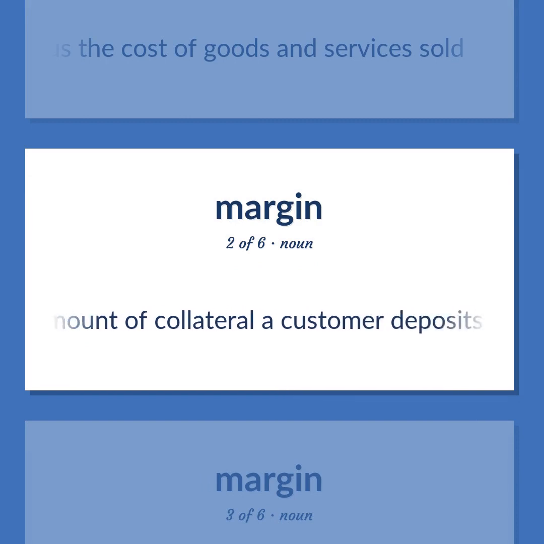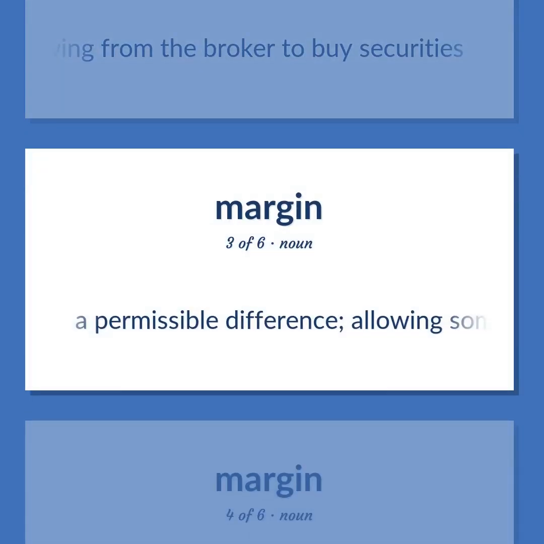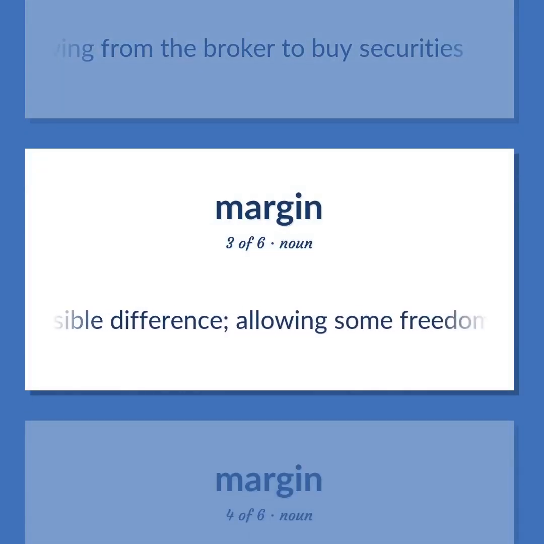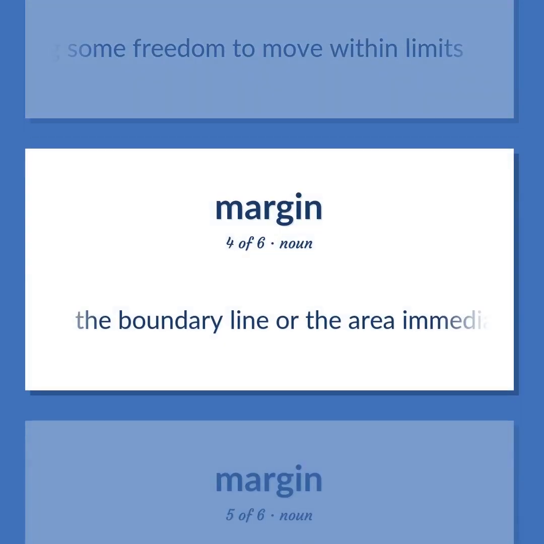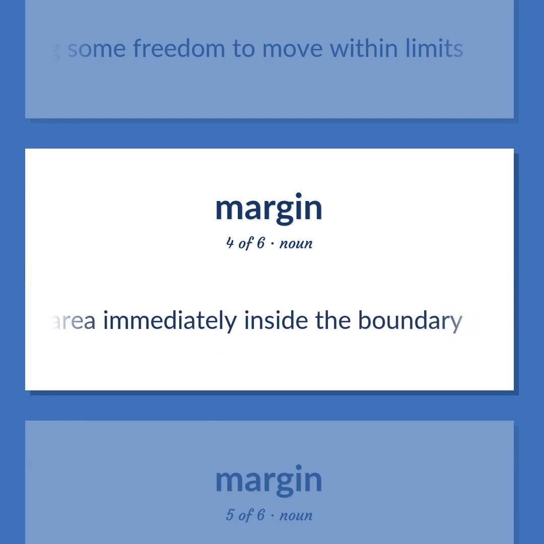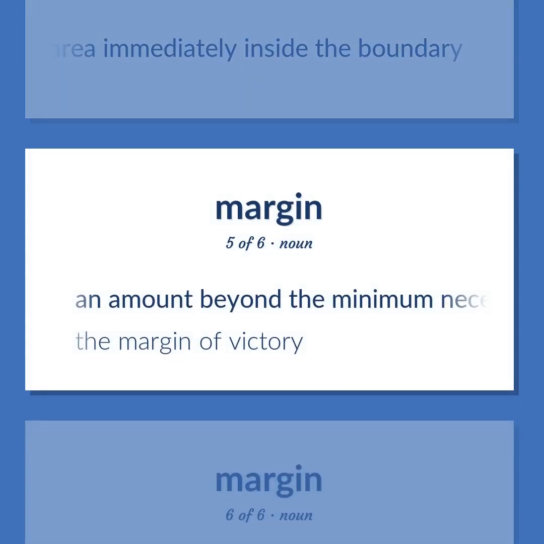The amount of collateral a customer deposits with a broker when borrowing from the broker to buy securities. A permissible difference, allowing some freedom to move within limits. The boundary line or the area immediately inside the boundary. An amount beyond the minimum necessary. The margin of victory.